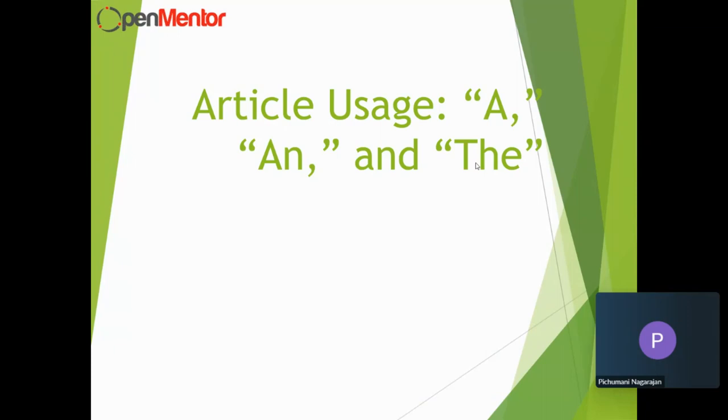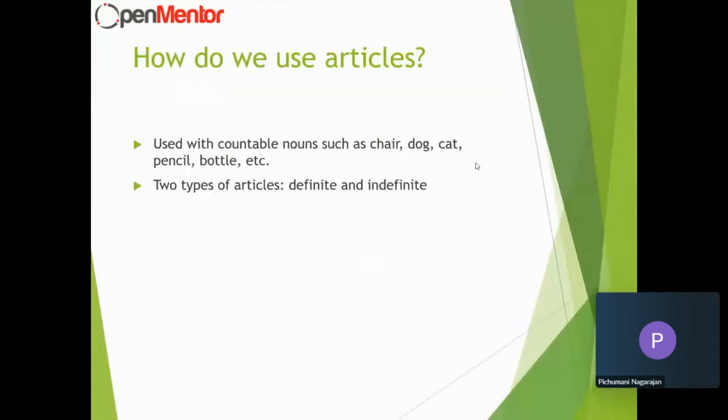Now when we talk of articles, we said articles are used with nouns, right? Countable nouns: bottle, apple, pencil, chair, cat, right? So I said it is used predominantly with nouns. The idea here is if you have a noun, you have to say whether you are referring to a singular or plural noun. In the same way, you have to say whether you are referring to a definite article or indefinite article. I'll come to what it means. Right now, I just want you to understand articles are of 2 types, definite and indefinite. We will learn what they are.